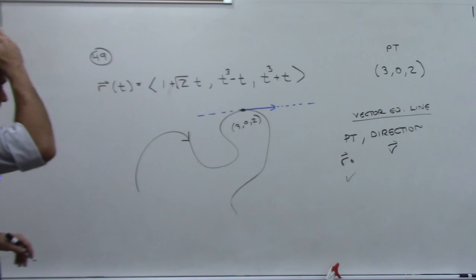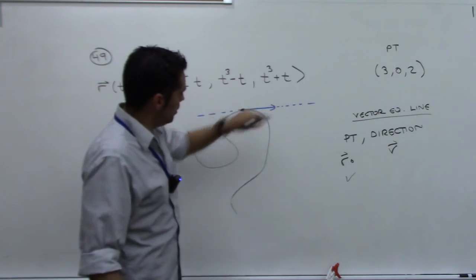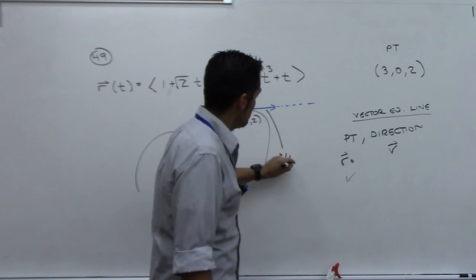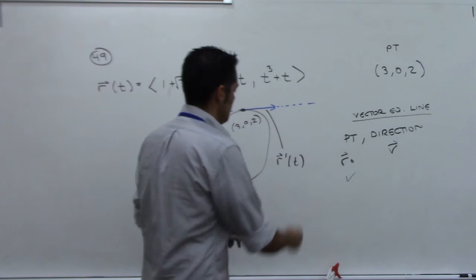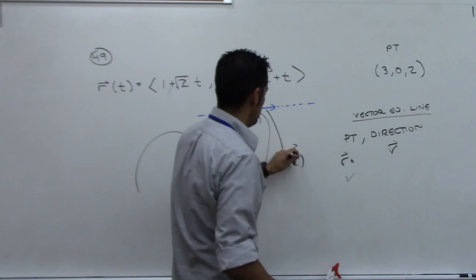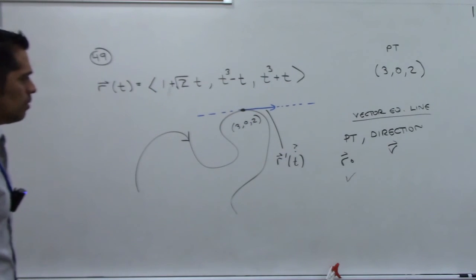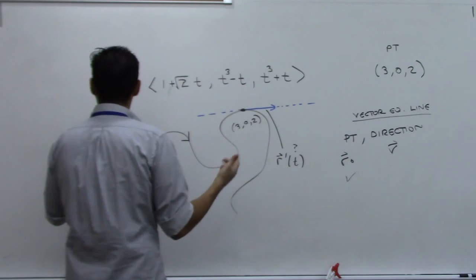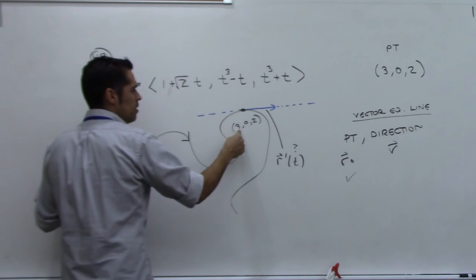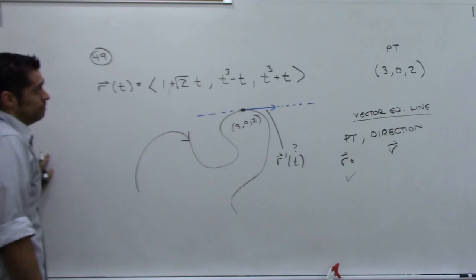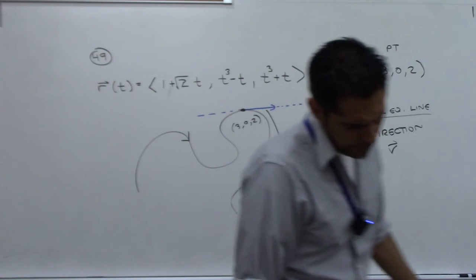So the direction vector is this vector here, the blue one. But that blue one is actually the derivative of this vector function at some point in time, right? At a specific point in time, which I don't know right now. They didn't give me the point in time. But I should be able to figure out what that point in time is by looking at the point. So what t would I plug in here to get 3, 0, 2? Is that the point?